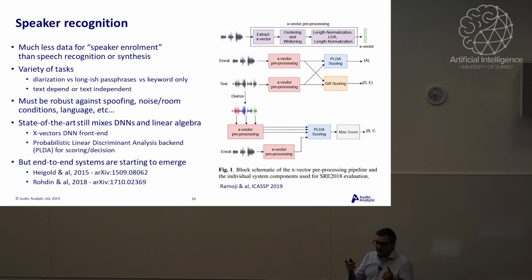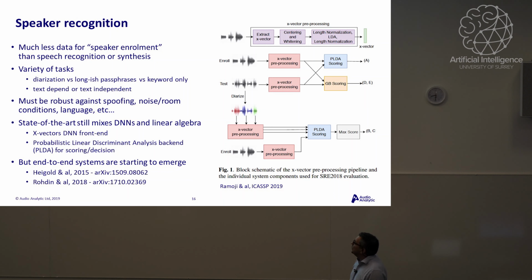Either you know what's being said, so you could have an interface asking you to type your passphrase as well, so that the system can infer what phonemes are in what you're saying. Or it can be text independent, which is a harder task because you can't take advantage of the rigid phonetic structure of the passphrase.